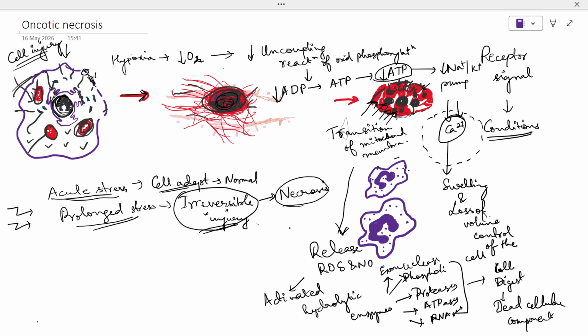Now, these reactive oxygen species facilitate healing and repair of the cell that is much needed after this injury. So, in the next class, we would focus on how these reactive oxygen species facilitate healing and repair.